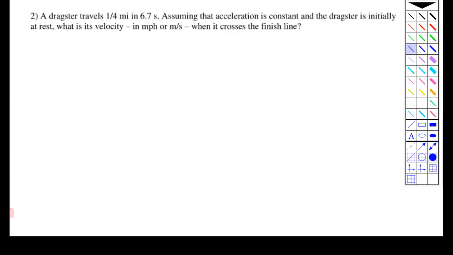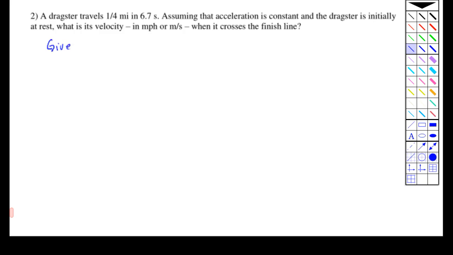Okay, here's question number 2 from our 1D kinematics practice problems. Here we have a car undergoing constant acceleration. We are given how far it's gone and how long it took. We're also given its initial velocity. It started at rest. So let's write all of this information down.